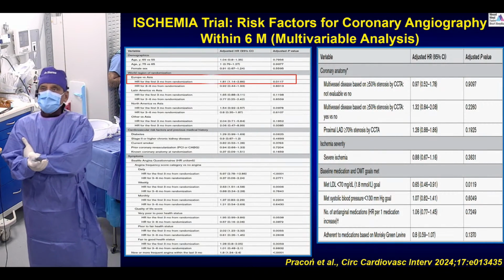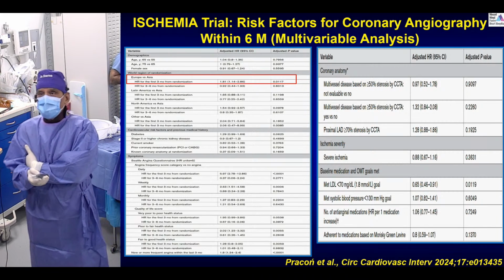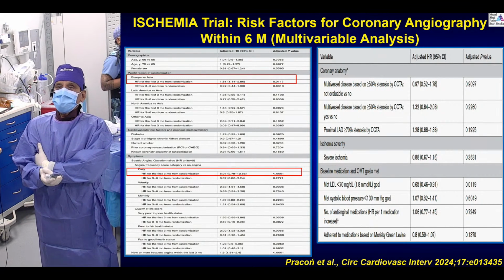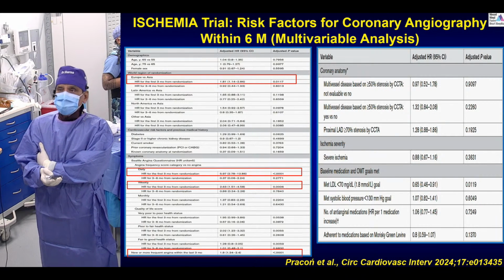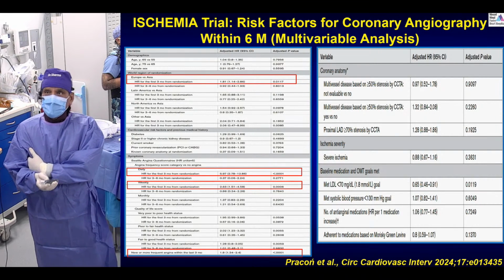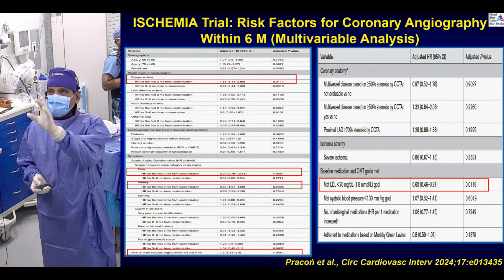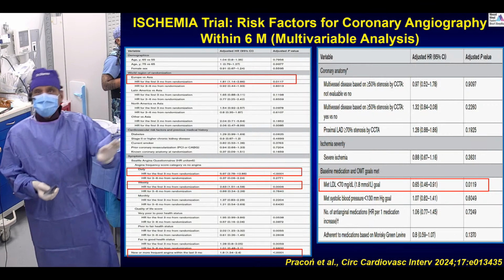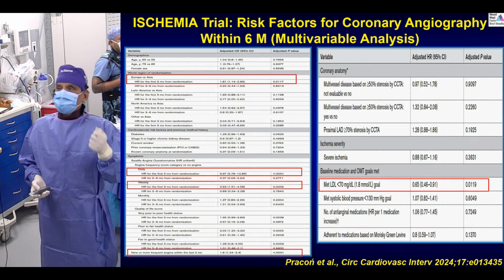So multivariate analysis basically showed that if you are in Europe versus Asia, in Europe more patients went for angiography. Anything related to daily or weekly angina within the last 3 months, all those patients underwent cath within 6 months. And then, very interesting, with LDL cholesterol less than 70, the patient did not go for angiogram. It was a protective factor.